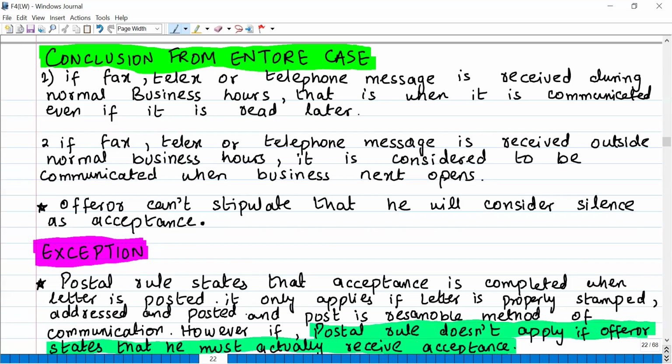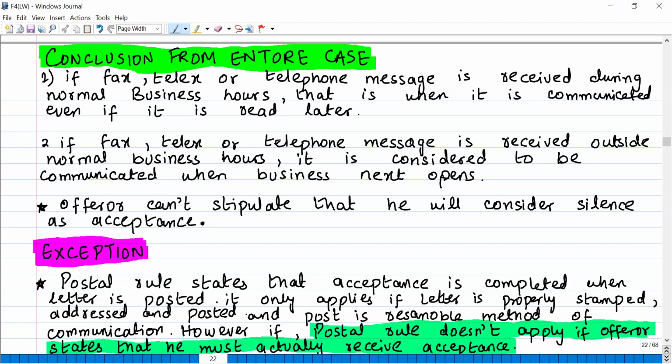I cannot cancel that. But if the fax, telex, or telephone message is received outside business hours, it is considered to be communicated when the business next opens. For example, if on Friday night I got an acceptance message, outside business hours, the communication will be assumed to be done when the business next opens, that is Monday 9 a.m. So before that, I can cancel the offer. But if it is made within business hours and I did not read it, the acceptance is still done, and I cannot revoke the offer.